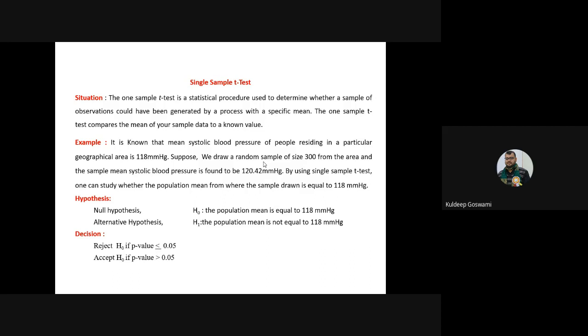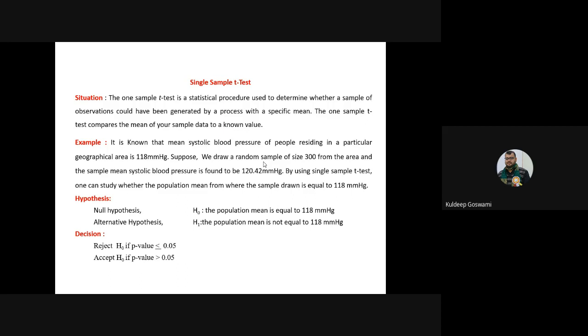You are calculating for 300 people, okay, but you have to draw a conclusion for the whole population. You are getting 120.42 mmHg systolic blood pressure for 300 persons. Okay, but can you draw a conclusion that this is the average systolic blood pressure of the population? With this knowledge, we can't. So, to draw a statistical conclusion, we have to use the t-test.